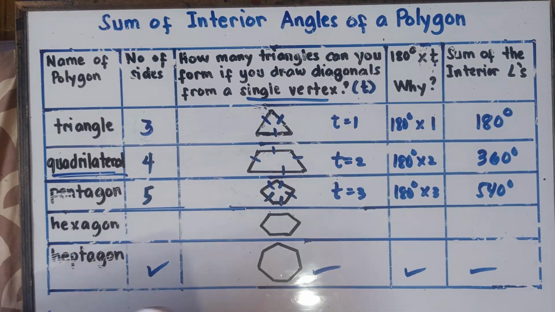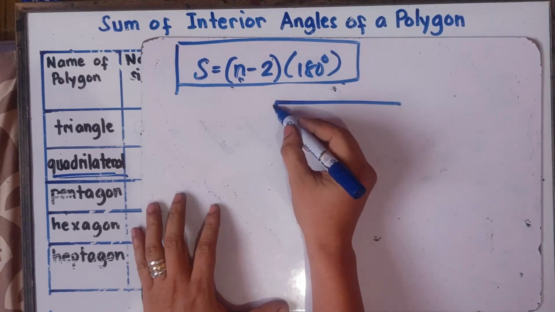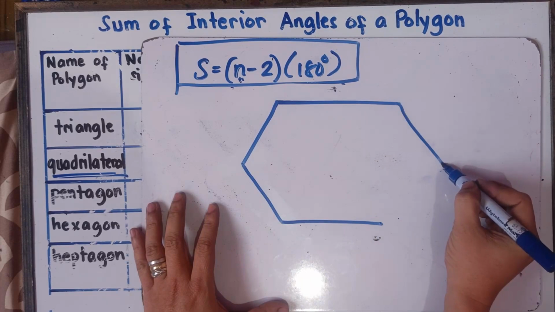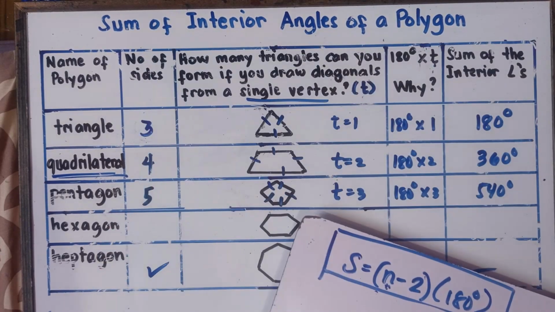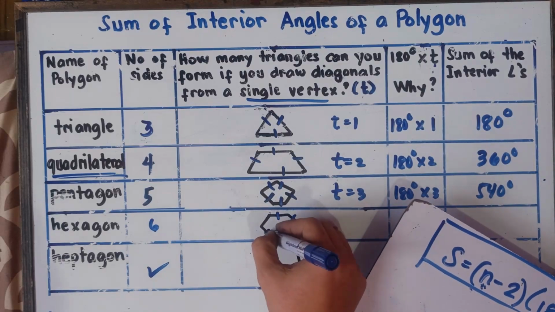Alright, so let's proceed now to hexagon. Hexagon, 6 sides. Alright, let's do that. So this one. How many sides? 6 sides. 1, 2, 3, 4, 5, 6.